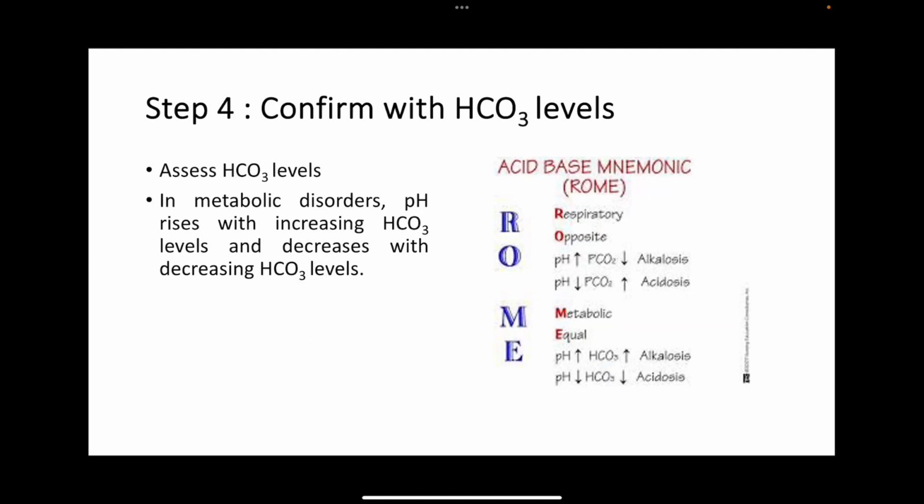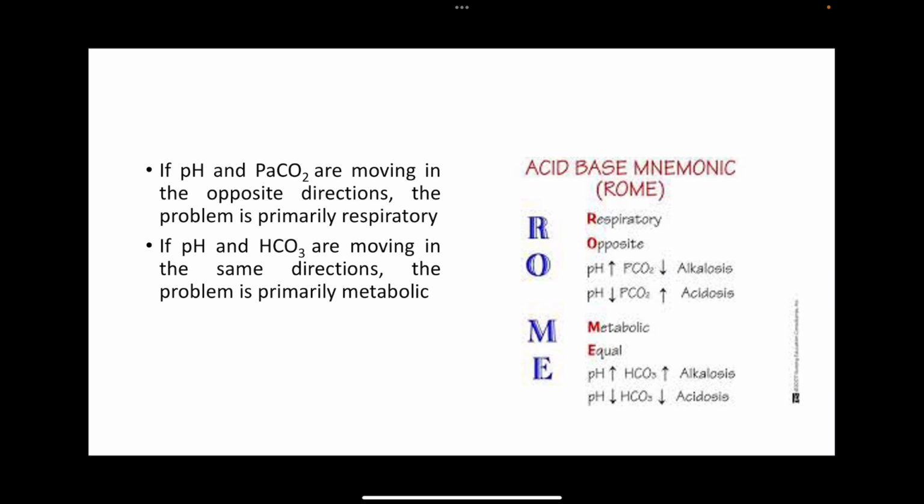The next step is to confirm the bicarbonate levels. Assess the bicarbonate levels. In metabolic disorders, pH rises with increasing bicarbonate levels and decreases with decreasing bicarbonate levels, so the change is in the same direction. To summarize, if pH and PaCO2 are moving in opposite directions, the problem is primarily respiratory. If pH and HCO3 are moving in the same direction, the problem is primarily metabolic.